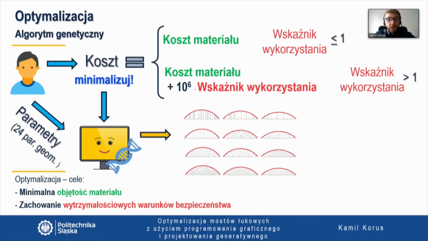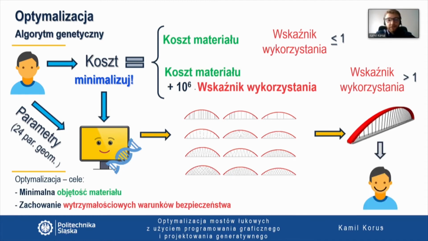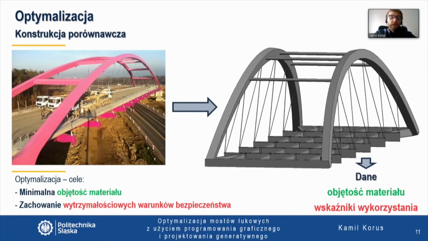Later, the algorithm, acting in iteration, creates positive examples in every next iteration. Here, indirectly, the algorithm is learning the rules of mechanics of the structure. After the given series of cycles, the best candidate is chosen.